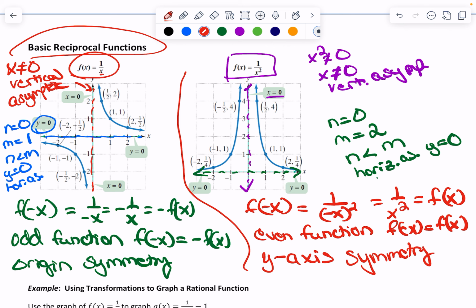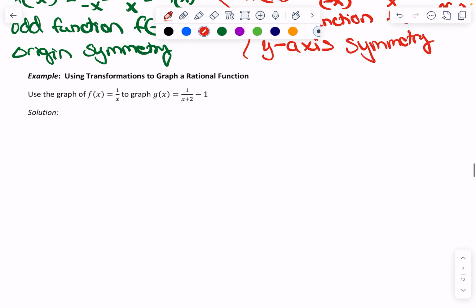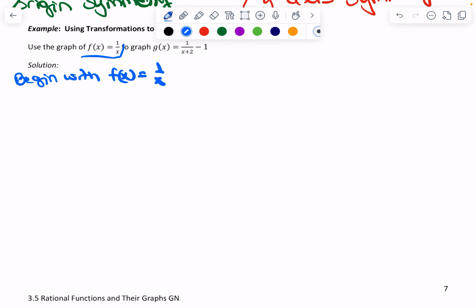Okay, next, we're going to look at transformations to graph a rational function. We talked about the transformations, and now we're going to go ahead and do that. We are going to be graphing it. Let's see if there's enough room here. So we're going to begin with f of x equals 1 over x. So that's this one right here.